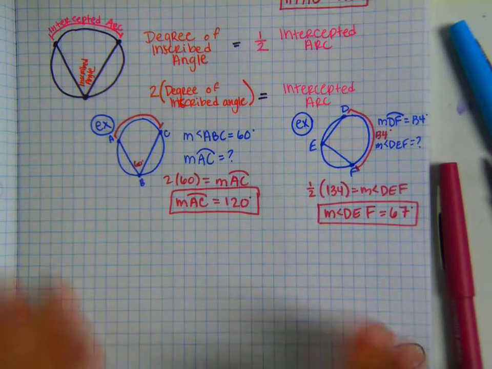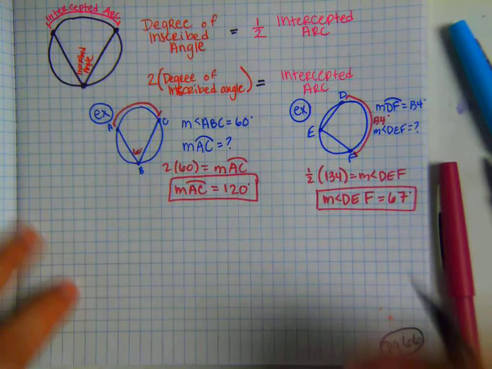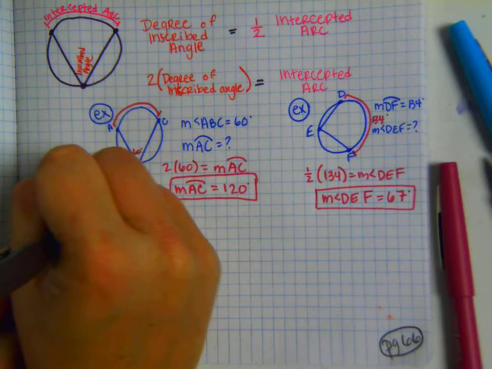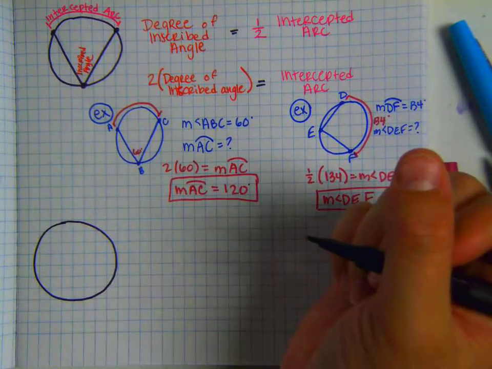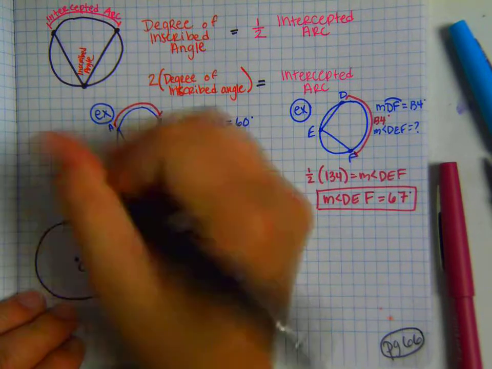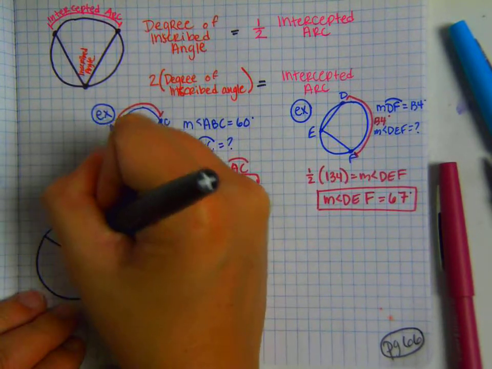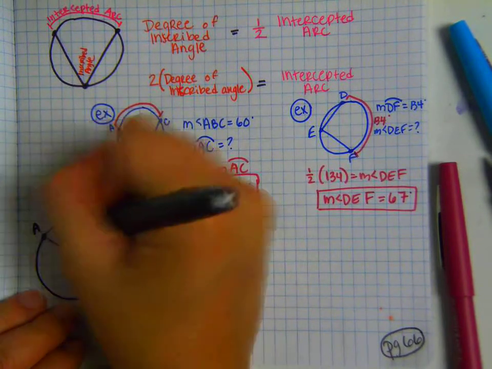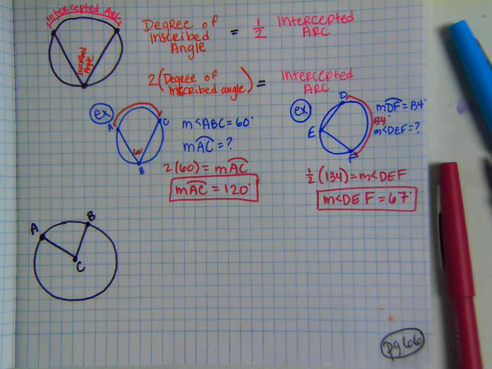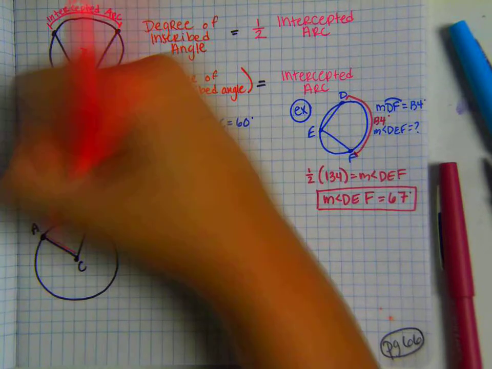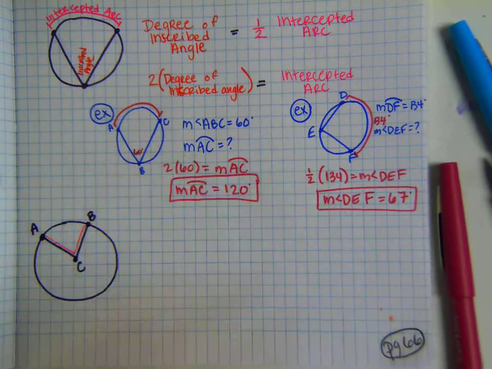All right? Now let's look at putting both of those together. So let's draw a circle. And let's first draw a central angle. So we have center C. Our central angle is going to be ACB. Okay? So this first angle, ACB, is a central angle.